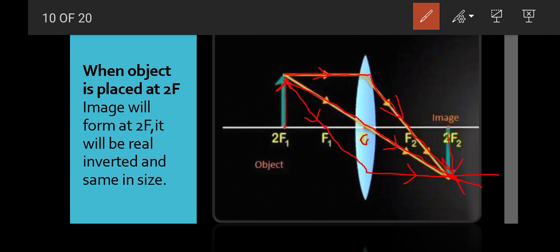Here you can see that the image will form at 2f. The object is present at 2f. Image is also present at 2f. It is real. Why? Because object is on one side, image is on the other side, so it is real. It is inverted. Real images are inverted and same in size. You can see the size of both of these object and images are same. So that is the second case.